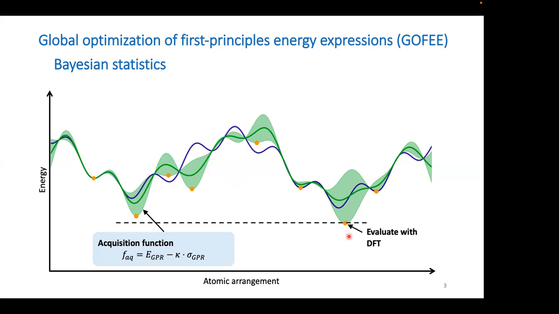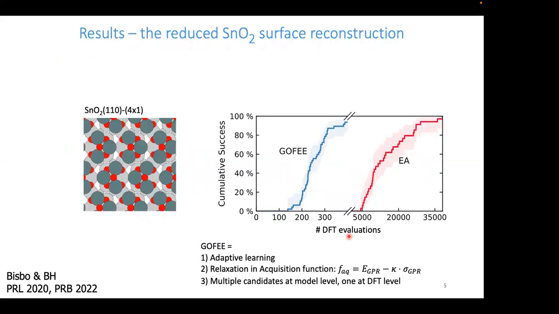That is, you spend your relaxation in this uncertainty-loving landscape, and then you pick the one with the combined lowest energy and highest uncertainty. As proven by this measure that we had, the shift of success curves, that's a very strong way of acquiring data and solving problems like this.